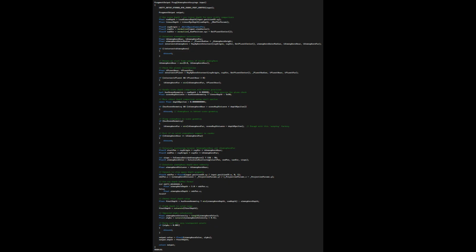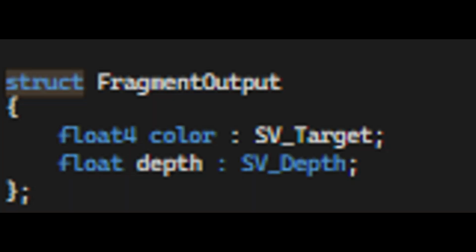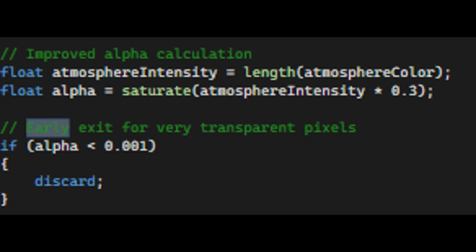Compare depths correctly. The shader now compares the atmosphere depth with the scene depth and uses the closer one. Proper depth writing. The fragment shader now writes the correct depth value to SV_Depth, ensuring the atmosphere renders at the correct depth relative to scene geometry. Better early exits: added proper depth values to early exit cases to prevent depth buffer corruption.